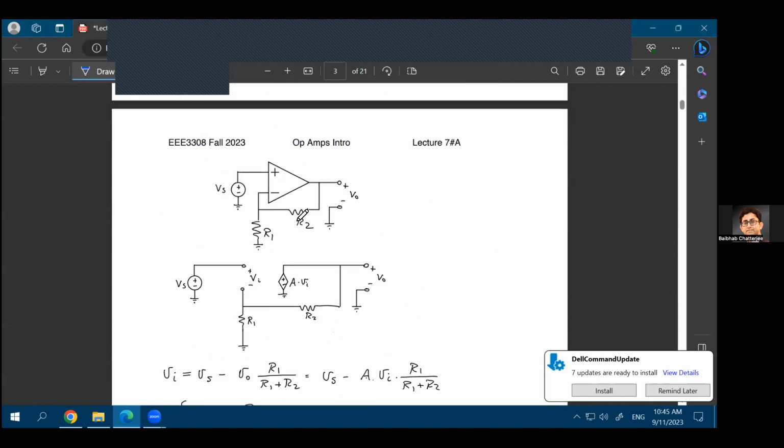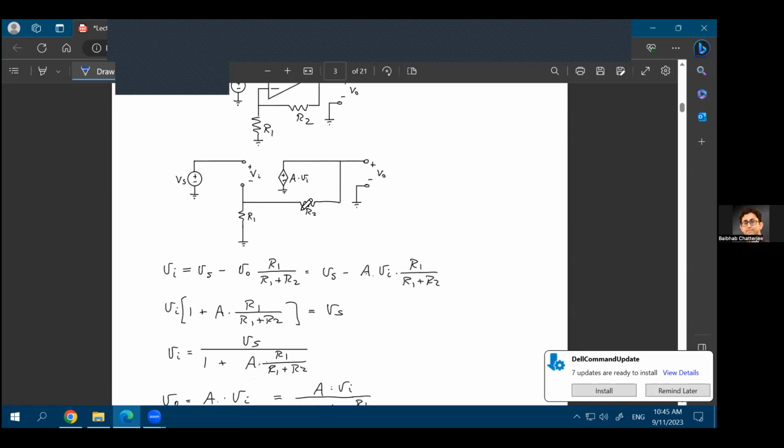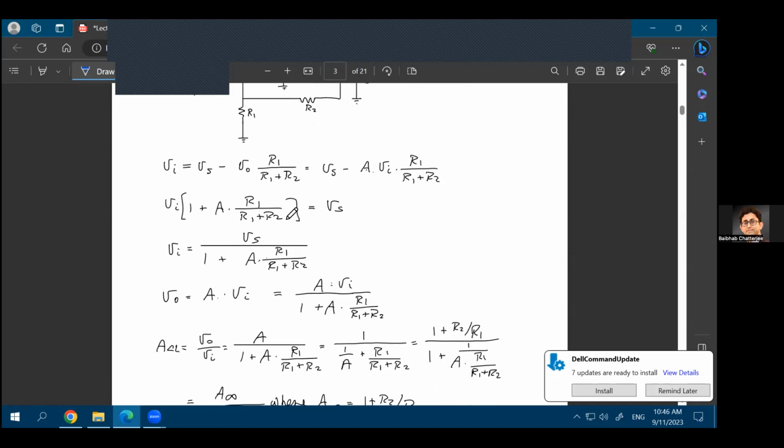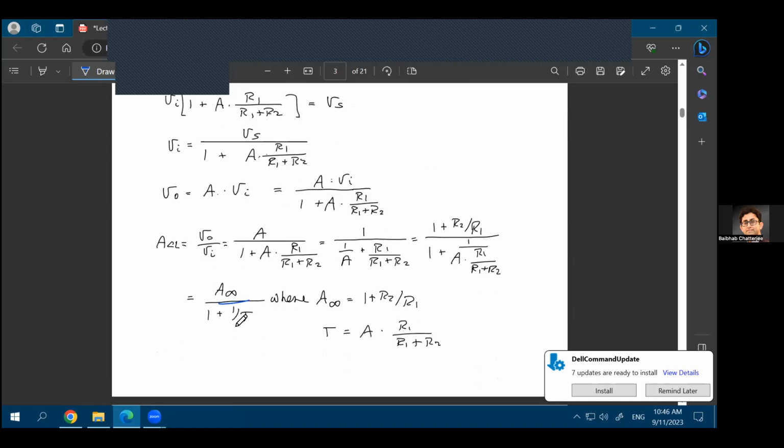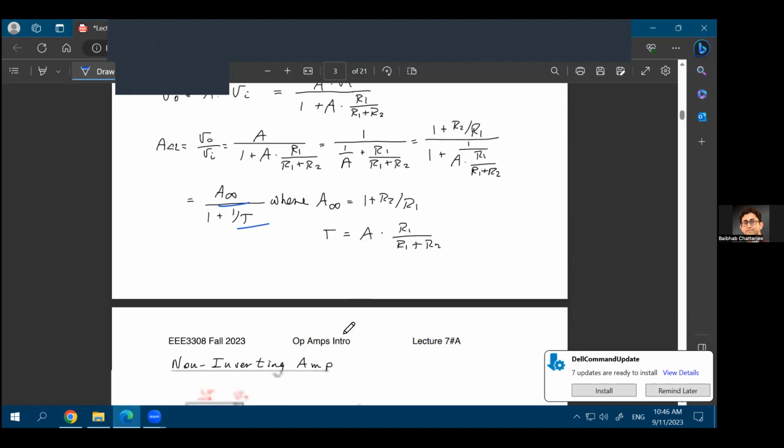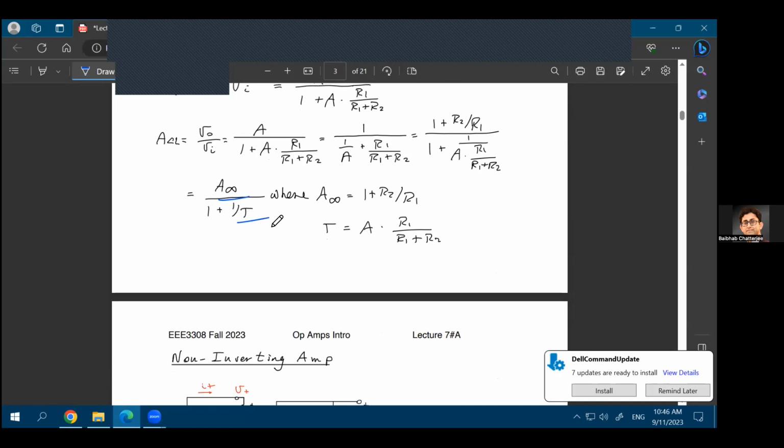For example, this was the example that you had seen earlier with non-inverting op-amps, that you have your input applied at the non-inverting terminal. You have a feedback provided to the inverting terminal of the op-amp. You just go ahead with the small signal or the linear equivalent model of the op-amp. In that case, you find out what is your A infinity, what is your T, and then you just put those particular values in place.